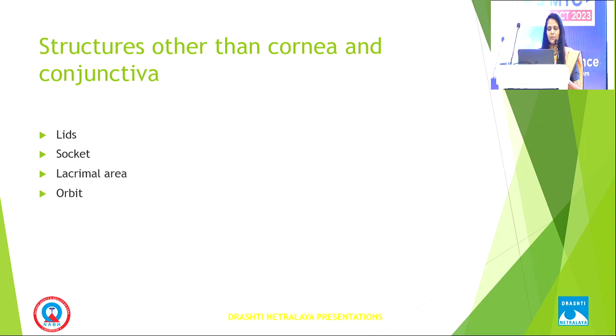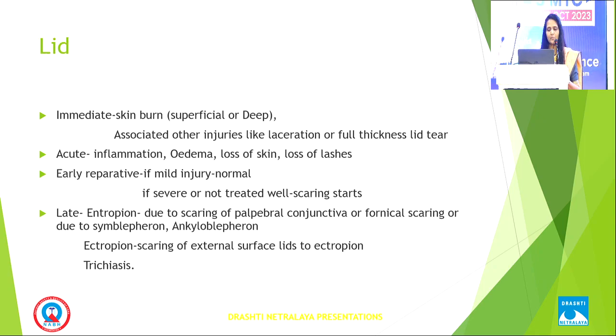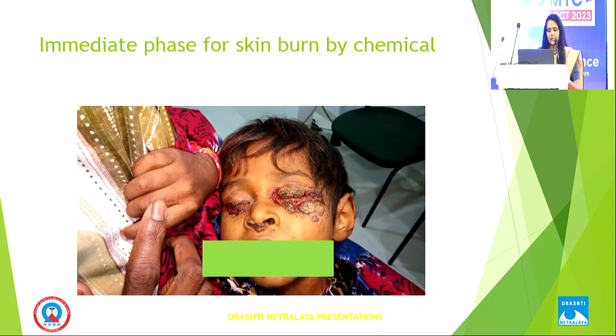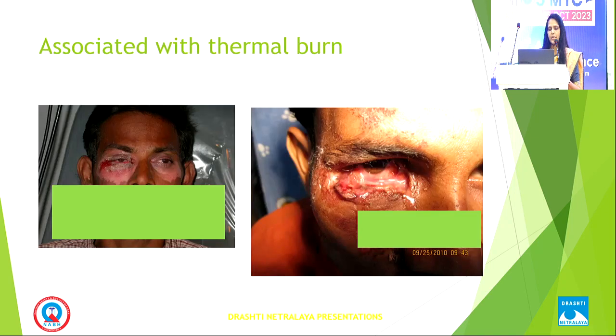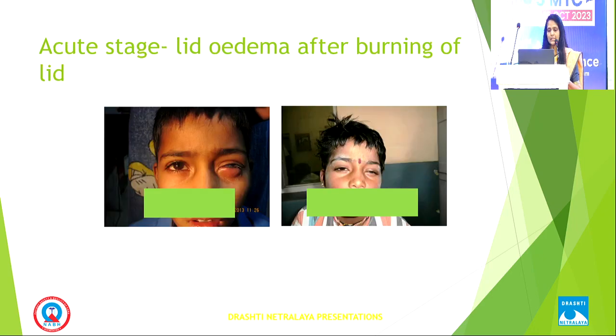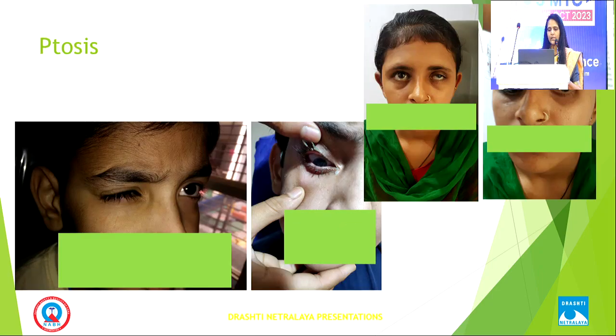Lids, whenever there is a chemical burn for lids, socket, lacrimal area and orbit, there can be immediate full thickness lid tear. We have seen lots of patients with that. And then these are the sequelae. In the immediate phase you need to take care of the skin. Sometimes you have to take support of a skin specialist whenever there is thermal burn or excessive lid burning with that. And then first let the edema reduce, and then the patient may come up with ptosis.